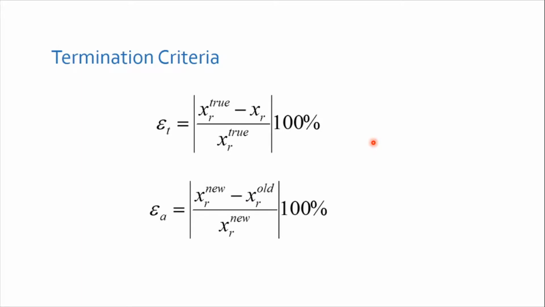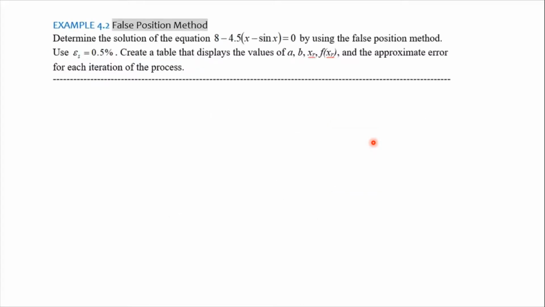The termination criterion is still the same as in the bisection method. You have the true error and the approximate percent relative error, such that you terminate your process when a stopping criterion is achieved. So as an example of the false position method, we will use the example in the bisection method, which was example 4.1. Again, we will create a table that displays the values of a, b, x sub r, and other parameters included. The approximate error for each iteration should also be displayed. Use again the stopping criterion 0.5%.